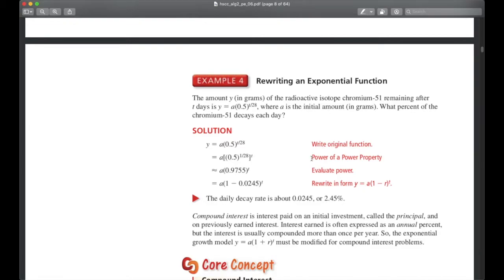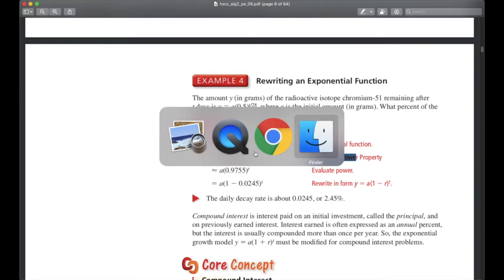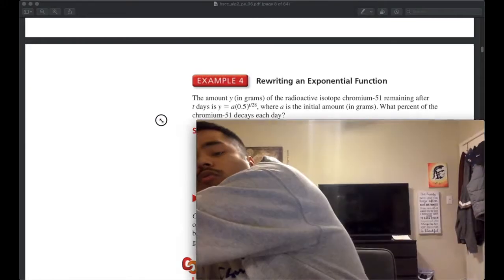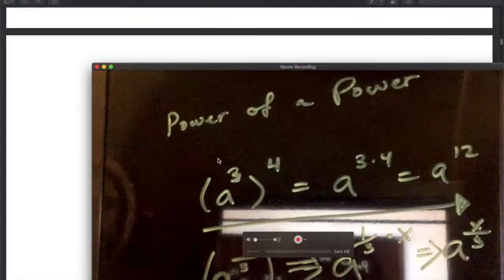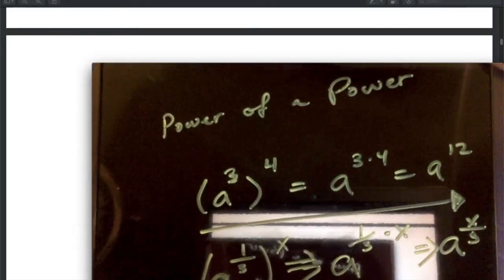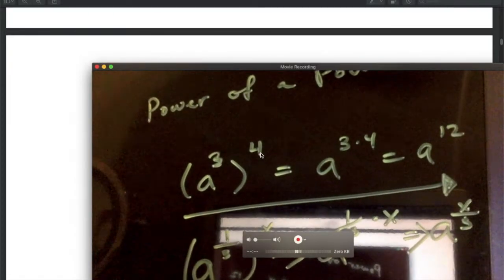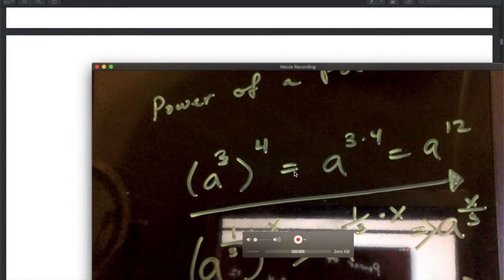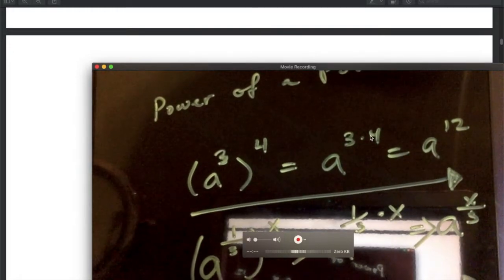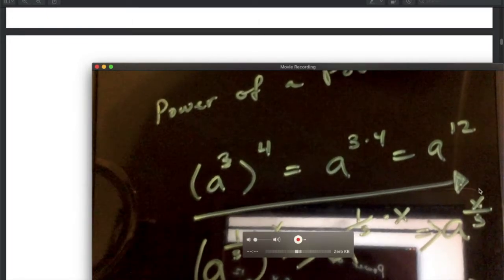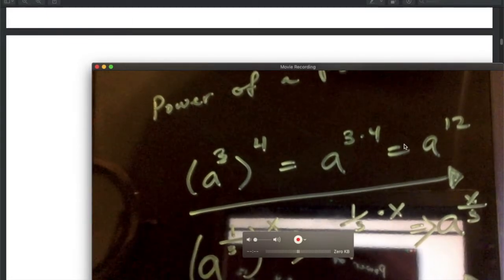Now the logic that they use here is the power of a power property. Now what I want to do at this very moment is help you all remember exactly what I'm talking about. So let me go ahead and enlarge that. Let me help you remember the power of a power property. So here we have a to the power of 3 to the power of 4. So what does that equal? That equals a to the power of 3 times 4, because as an exponent to an exponent, you have to multiply, right? So here you have a to the power of 12, right? Because 3 times 4 is 12.